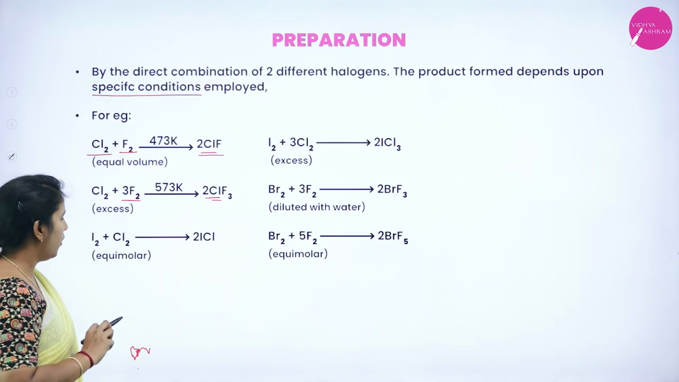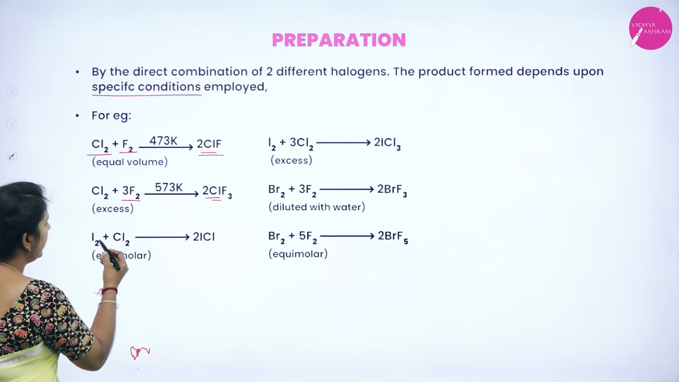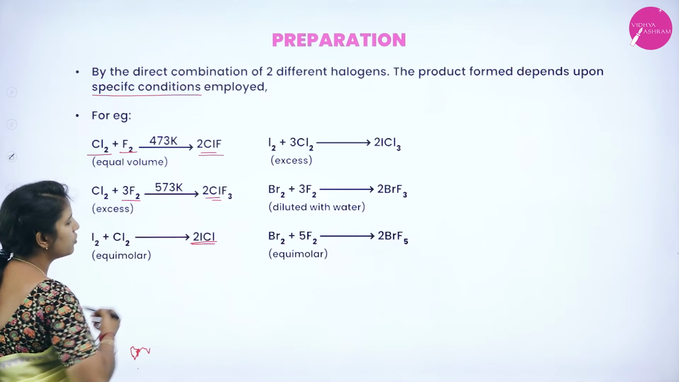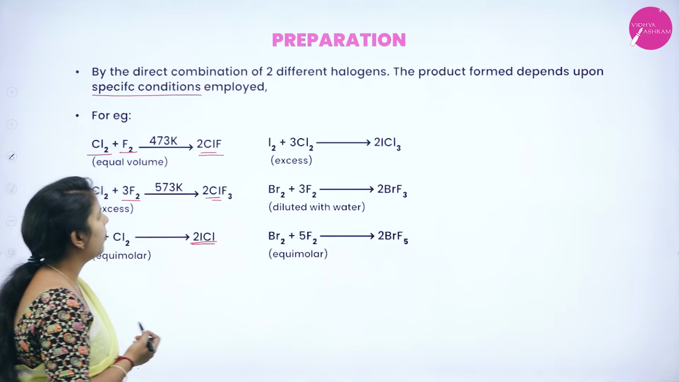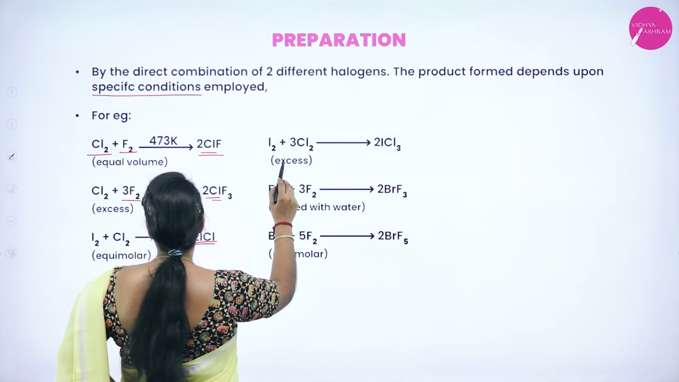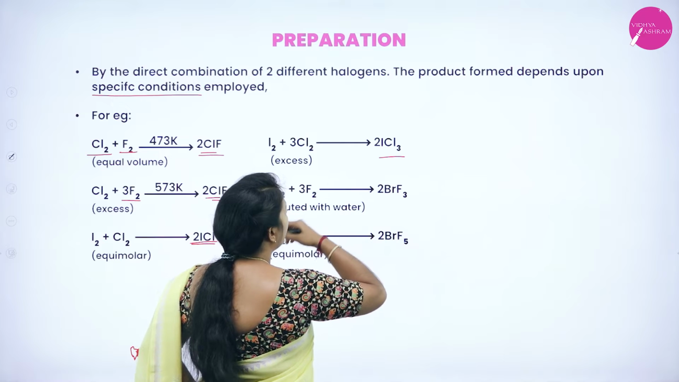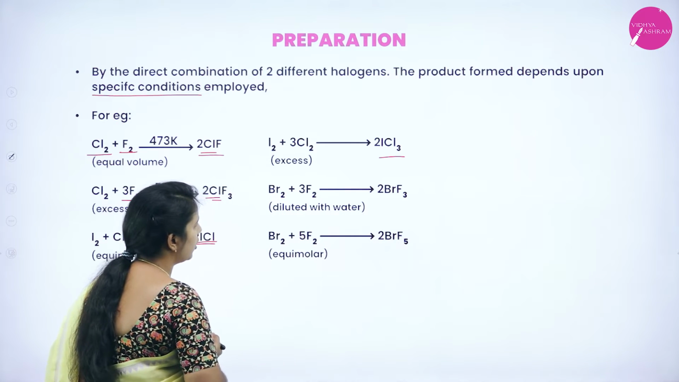Tetrafluorochlorine will be formed. Suppose I take an equimolar mixture of iodine with chlorine, we get a chloroiodine interhalogen compound. Suppose I take iodine in excess quantity compared to chlorine, we get a trichloroiodine interhalogen compound.